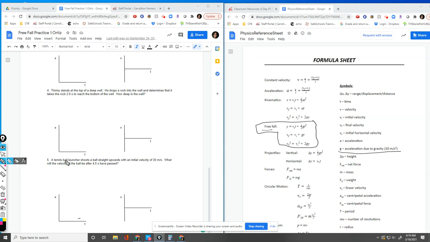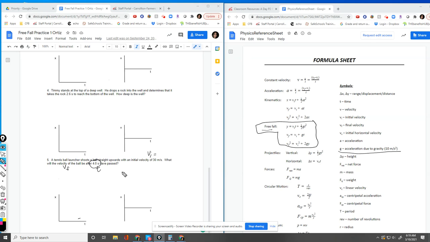All right, so a tennis ball launcher shoots a ball straight upwards with an initial velocity of 30. So this is my initial velocity. What will be the velocity of the ball? So we're looking for final velocity after 4 seconds have passed. So it's giving us time. Okay, that is time.